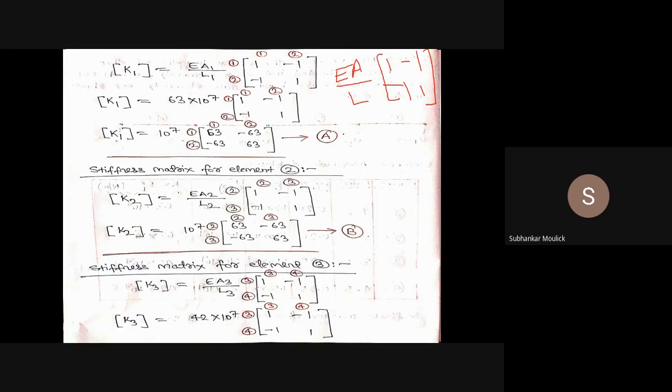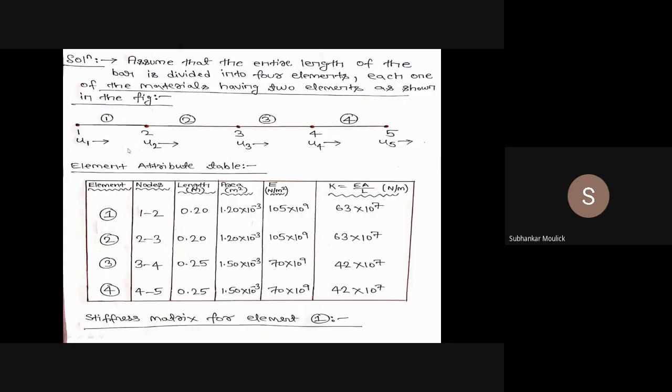So for element number 1, stiffness matrix K1 is E into A1 by L1 times 1, minus 1, minus 1, 1. Since element number 1 is connected between node 1 and 2, the first row becomes node 1, second row becomes node 2, first column becomes node 1, second column becomes node 2. See, I have done it with the red pen: 1, 2, 1, 2. So already we have calculated for first element E into A1 by L1, that is 63 into 10 to the power 7.